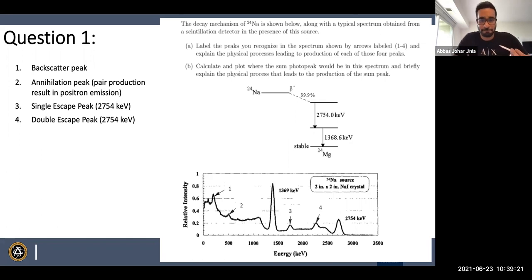What about part B? That is absolutely correct. A sum peak basically means both gammas deposit all of their energy in the detector at the same time. Now, again, this one is very, very less probable, but it can happen. Both gammas depositing all of their energy at the same time in the detector.